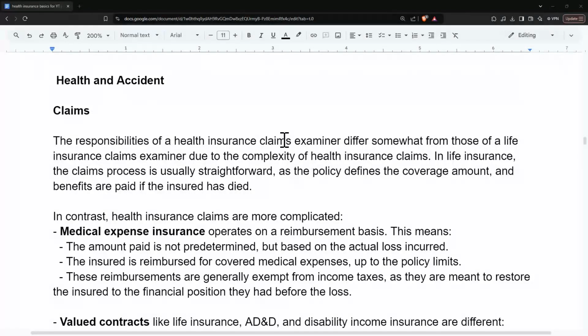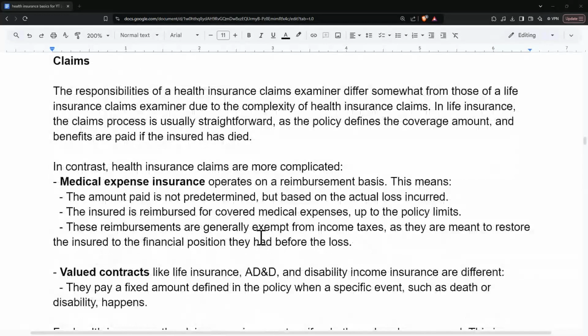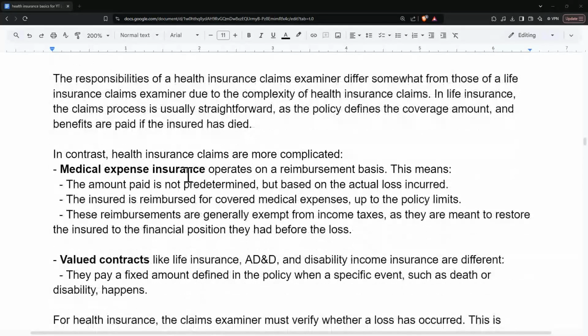Okay, so life insurance is really straightforward, right? Life insurance is a really straightforward claim. Did the person die or not? Health insurance, there are a lot more complications. Because, one, medical expense insurance, or health insurance, another name for it, operates on a reimbursement basis. That means that the amount paid is not predetermined, but based on the actual loss incurred.